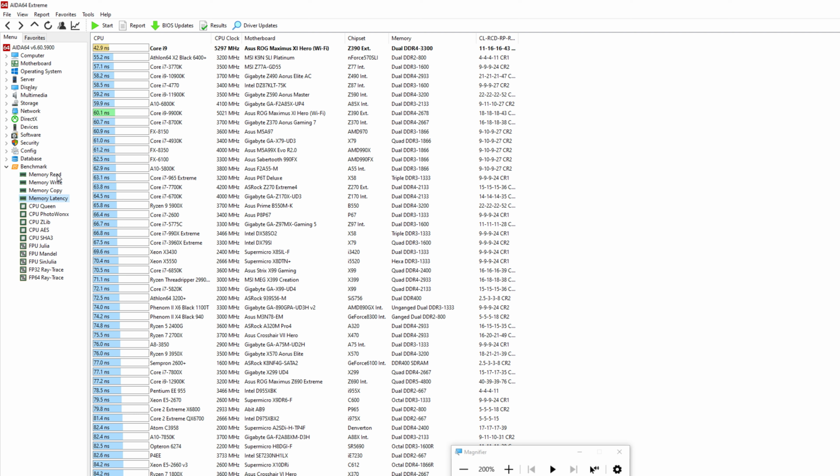NS stands for nanoseconds. The lower the value, the better, just like MS stands for milliseconds. The lower value is better. This is how we want it, because it's the latency delay between the CPU and other components in our system, the CPU and system RAM. This is the memory latency.